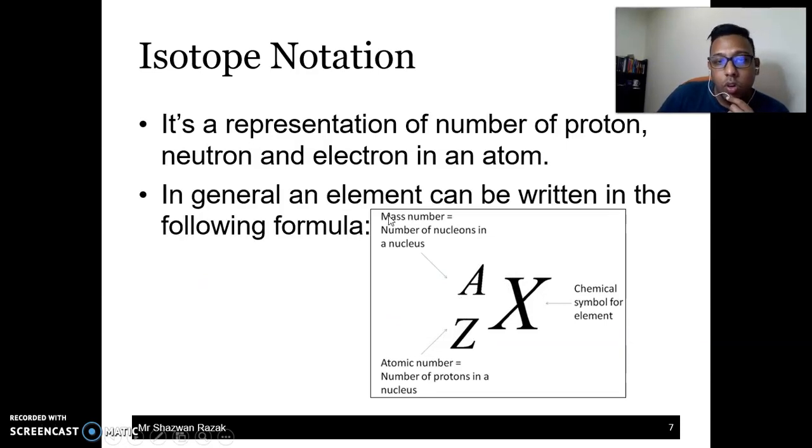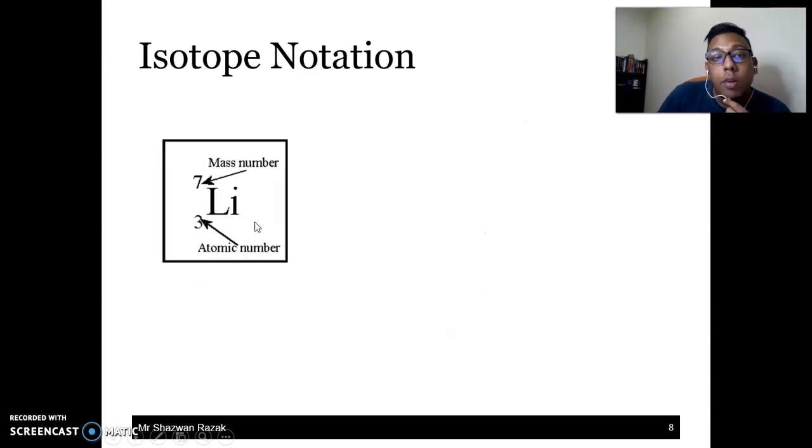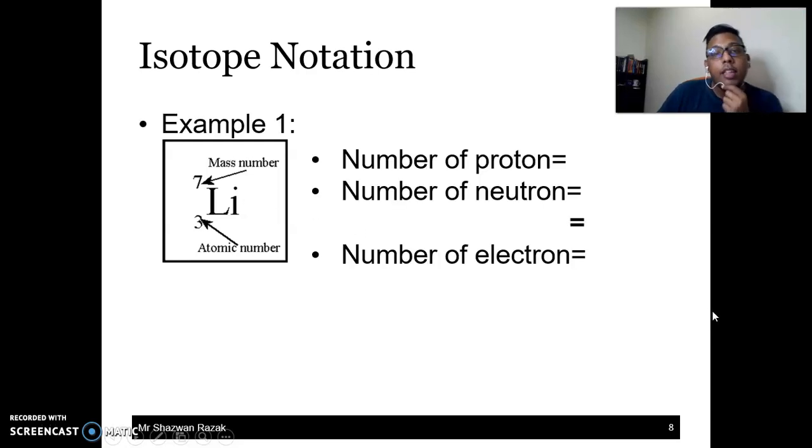Okay, so one example, lithium. So kalau kita tengok di sini lithium ni, mass number dia adalah 7 and proton number dia adalah 3. So from here, we can determine the number of proton, neutron and electron. How? The proton number can be obtained directly from the atomic number. So bilangan proton dia adalah 3.